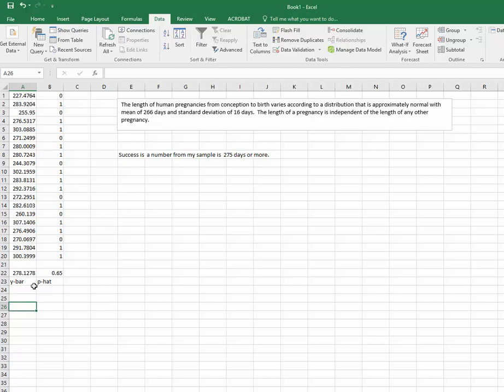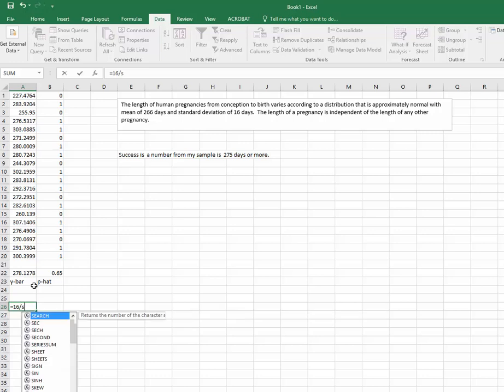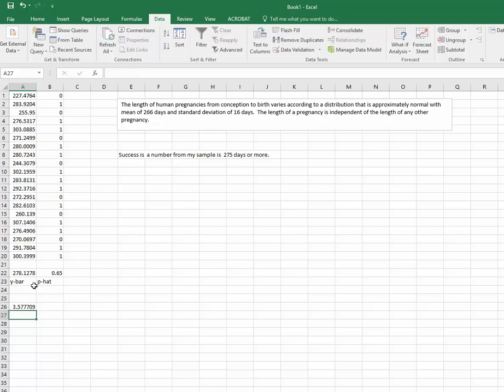So let me calculate the standard deviation of this sampling distribution. It's going to be the old standard deviation divided by the square root of the sample size, which is 20. And I get a standard deviation of 3.57. So in other words, the old standard deviation was 16. This one, consisting of all possible averages of 20 numbers, has a standard deviation of 3.57.